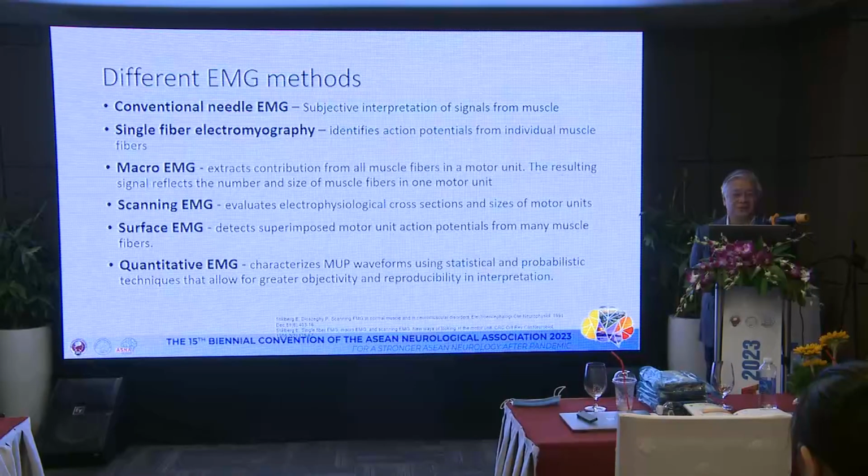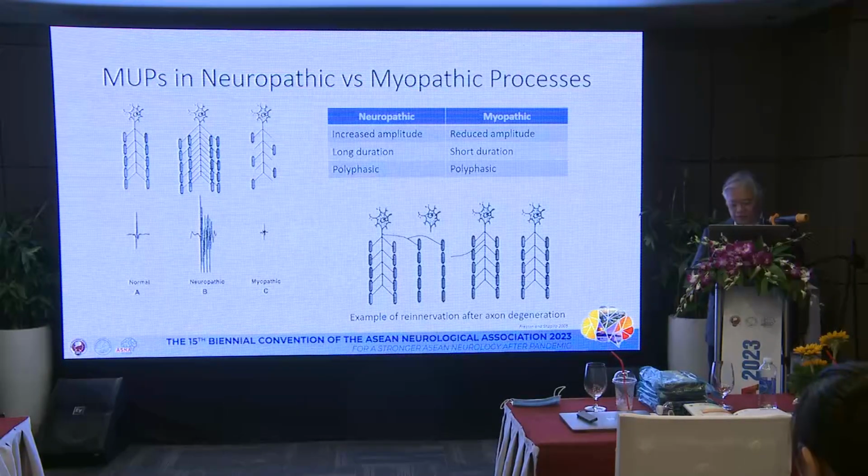Quantitative EMG is why we're here today. And basically it gives you objective measures that are often helpful to decide whether it's myopathic, normal, or neuropathic. And it basically uses statistical and probabilistic techniques to allow for greater objectivity.